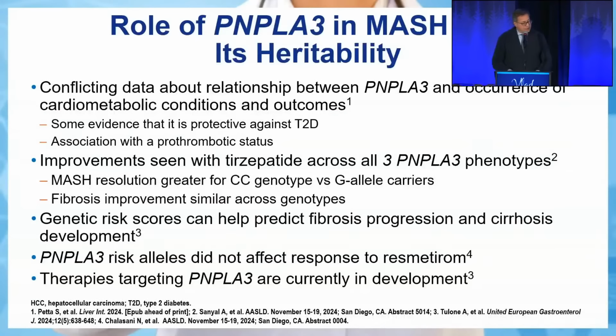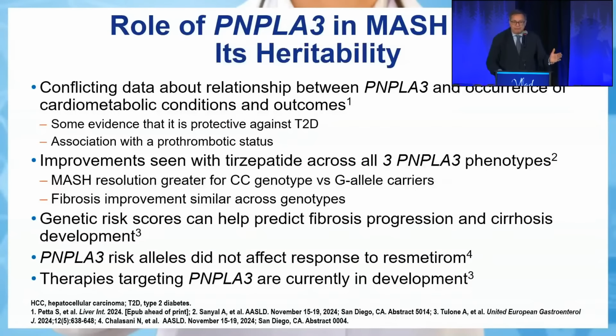So, for instance, for tirzepatide, it has been shown very recently, based on the phase 2b trial that was presented this morning, a reanalysis of that trial, that MASH resolution is actually greater for people who have the wild type, CC genotype, the good genotype, versus those that have the bad genotype. But fibrosis improvement is similar across genotypes. Data from Resmetirom did not show a difference between genotypes. So this is really a crucial question for future studies.